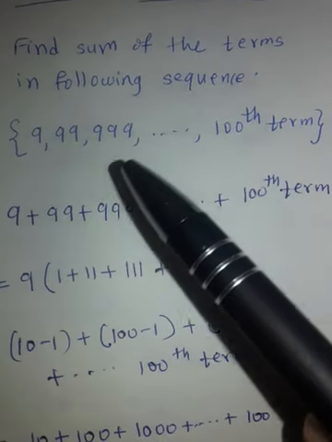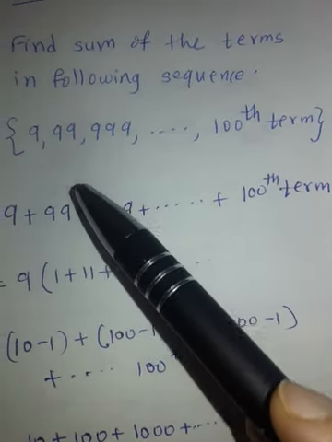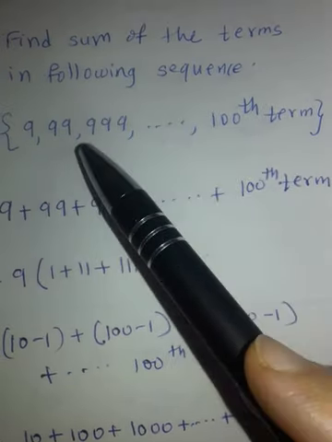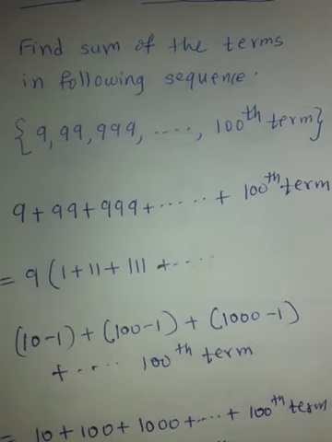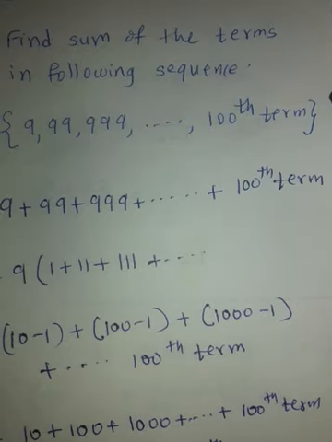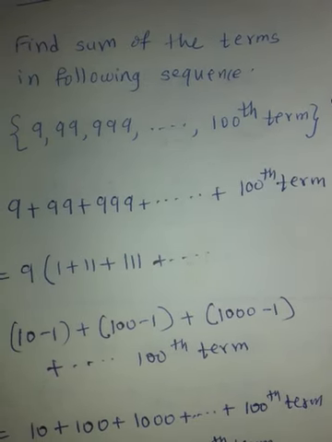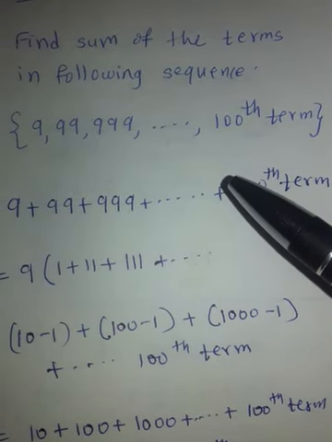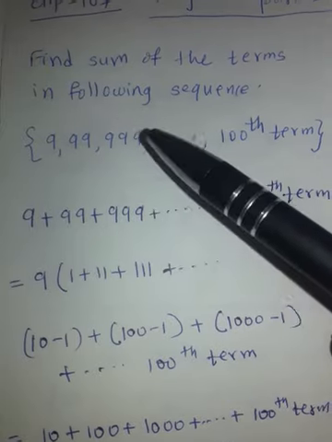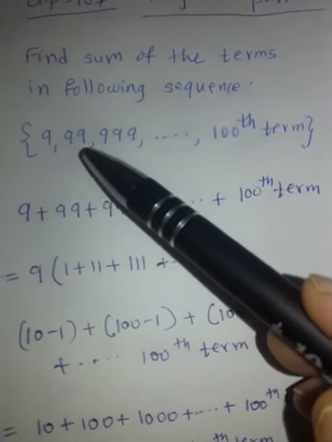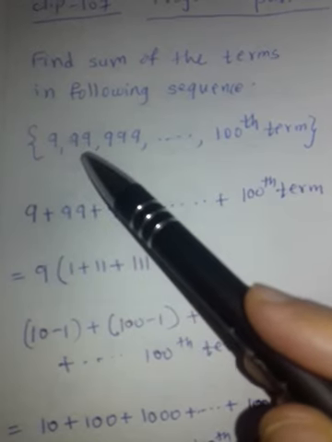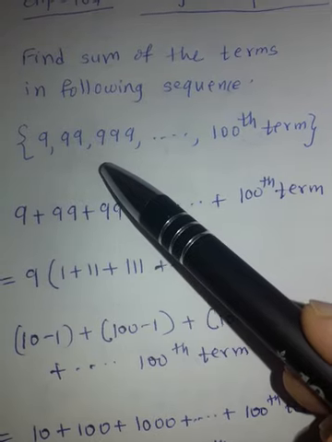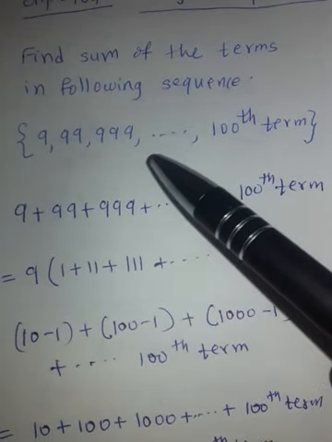Find sum of the terms in the following sequence: 9, 99, 999 up to 100th term. I want their sum. So first I need to ascertain whether it is AP or GP, because I have the ready formula for sums if it is arithmetic progression or geometric progression. In arithmetic progression, there has to be constant difference between consecutive terms. 9 and 99 difference is 90. 99 and 999 difference is 900. So definitely it is not AP.